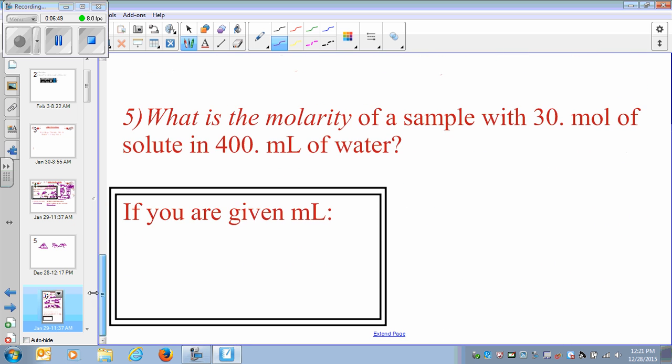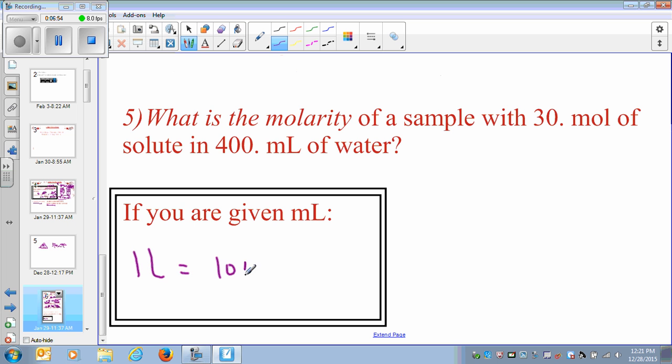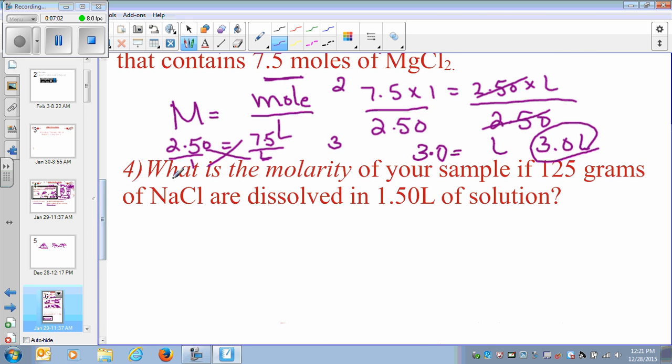So go ahead and do these questions. You must understand that 1 liter equals 1000 milliliters. Okay, this is a relationship you need to understand. 1 liter equals 1000 milliliters. This question number 4, what is the molarity? Okay, molarity is moles over liters.